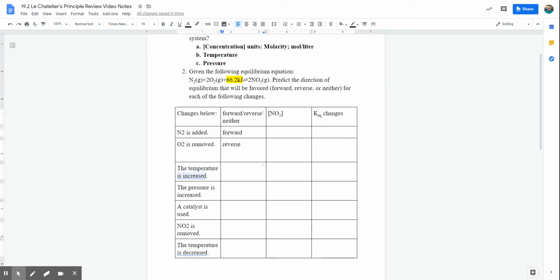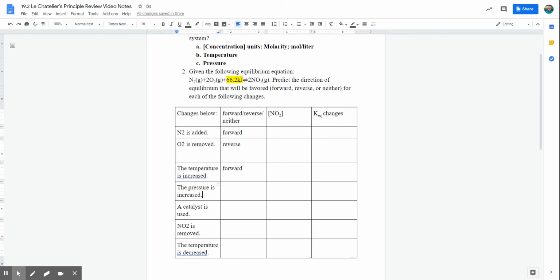Temperature. So temperature is increased. So if you look at the reaction, not all reactions will react the same to temperature. You have to look at the specific reaction. So in this case, adding heat actually adds a reactant. So remember, just like the first one, if we add N2, then the forward reaction goes. So if I add a reactant, so in this case, my reactant is going to be temperature, right? Temperature increase. It's going to favor the forward.